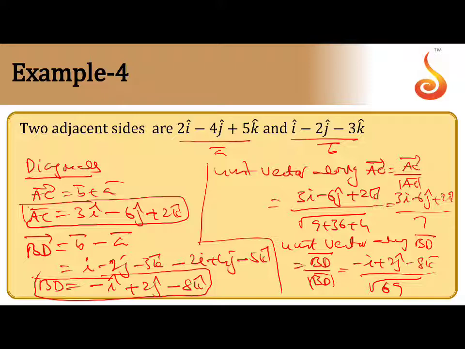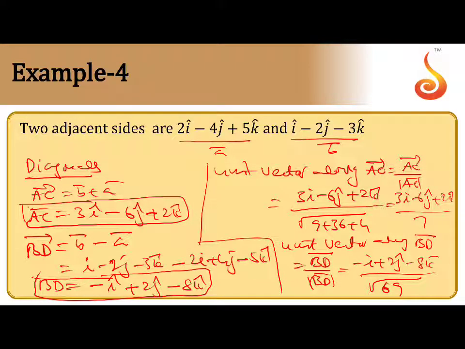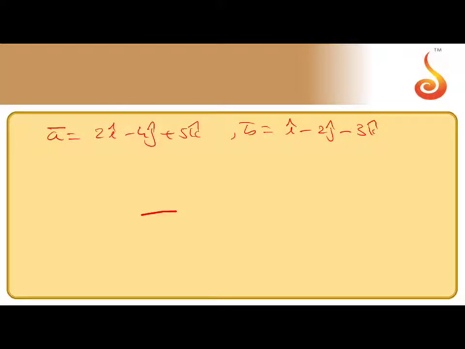Now what they are asking is to find the area. Next you can take the area. So the a bar vector is 2i minus 4j plus 5k. The b bar vector you got is i minus 2j minus 3k. Check whether the values are correct or wrong: 2i minus 4j plus 5k and i minus 2j minus 3k. Okay, now we can find the area, which means find a cross b first.